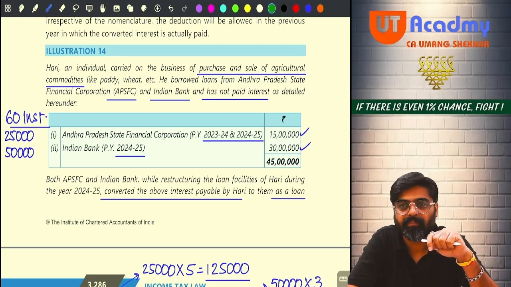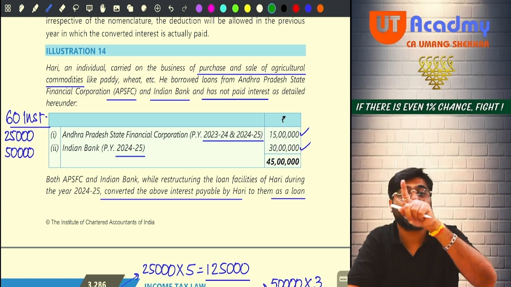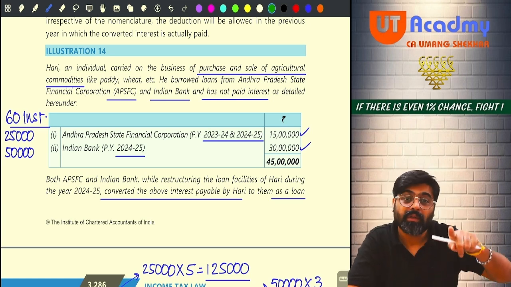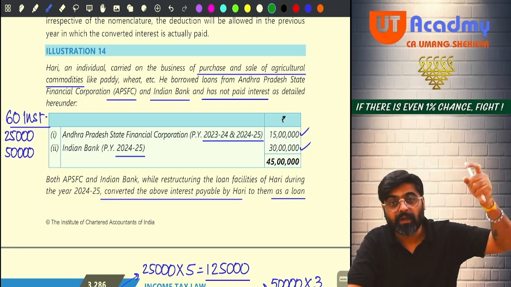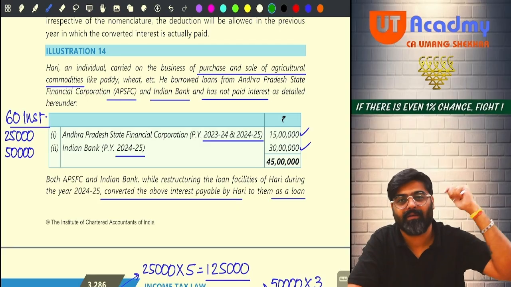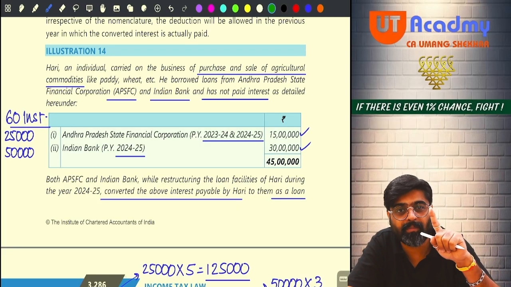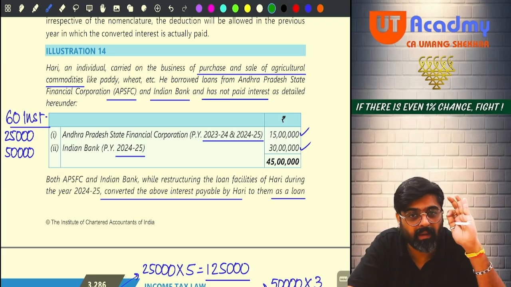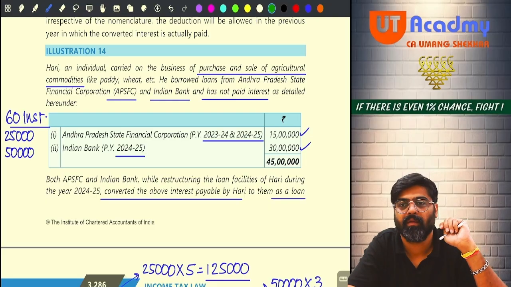Do you remember? Now this loan, interest which was converted into loan, the year in which this loan will be paid, no. In that year, this loan is nothing but interest paid. In that year, that much amount of interest will be allowed. Do you remember that point? Same point is given in this question. Let's start.